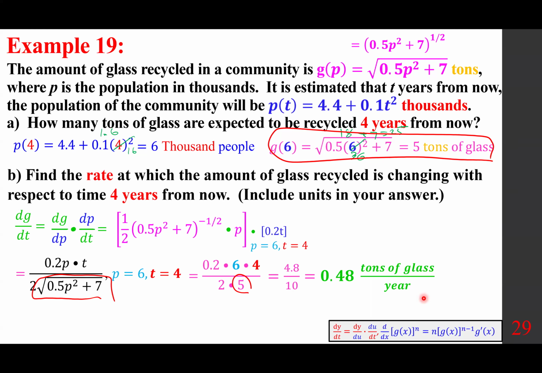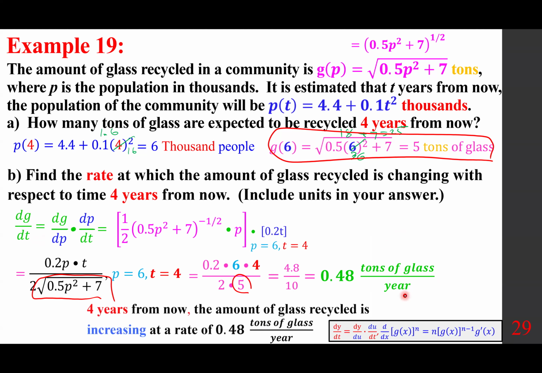I want to discuss the units so you never make a mistake. dg/dt, the units of g over the units of t, tons of glass over year. That's how you get your units. What does it mean? 4 years from now, the amount of glass recycled is increasing at a rate of 0.48 tons of glass per year.